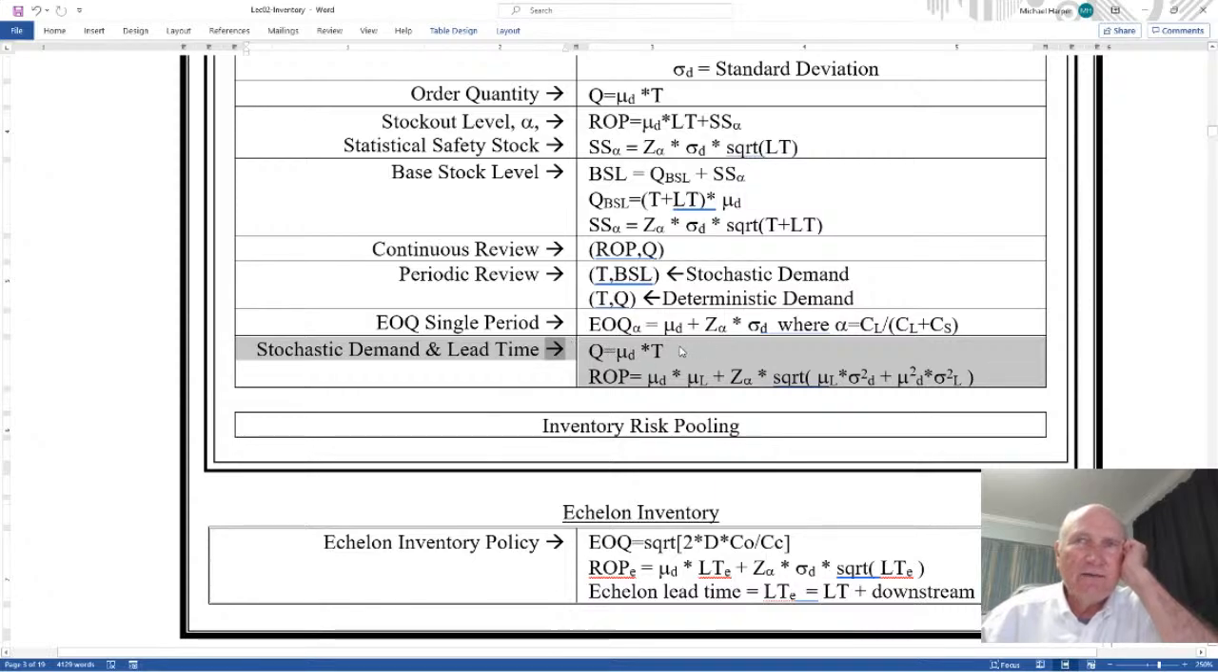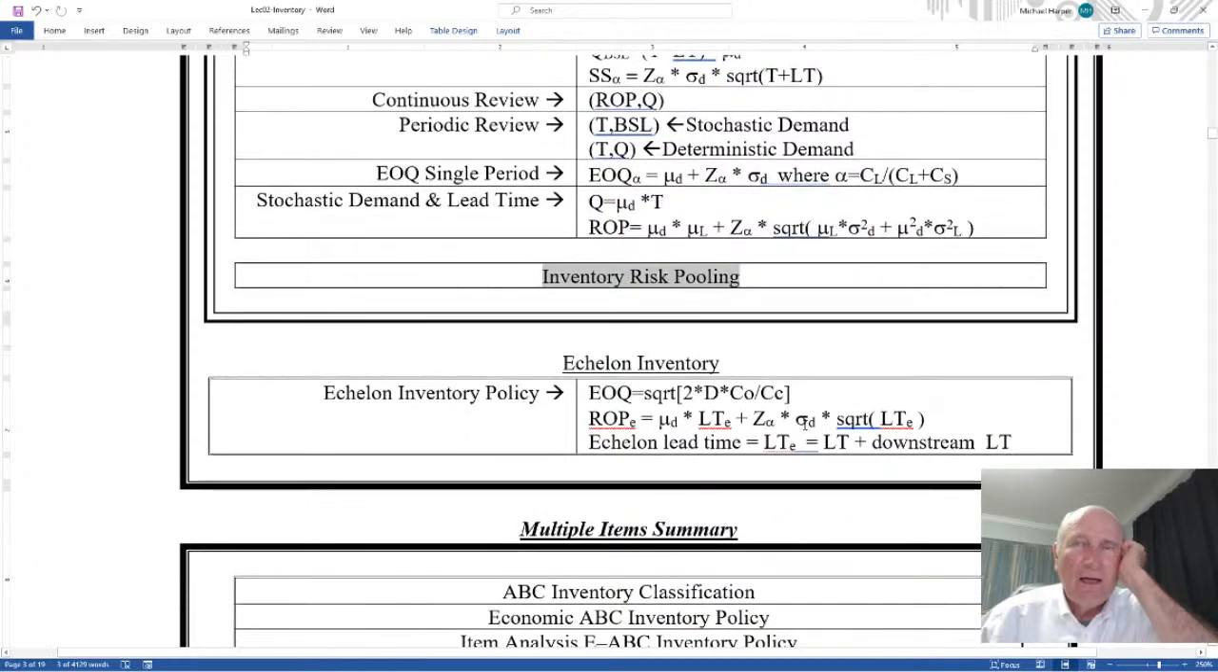If this is an analytics course, but if it was a true math course, mathematical supply chain analytics, and a math liberal arts and sciences, then I would get into the derivation and everything. But we won't do that. And then risk pooling. I'm going to do risk pooling because risk pooling looks at these statistical safety stock. Then we move into echelon inventory.